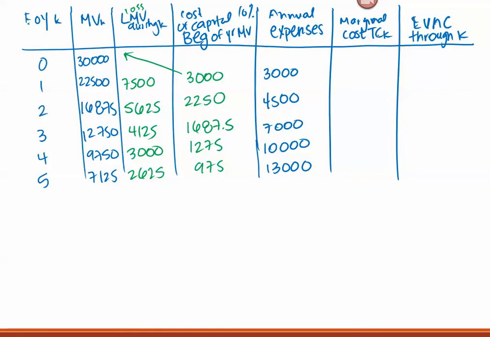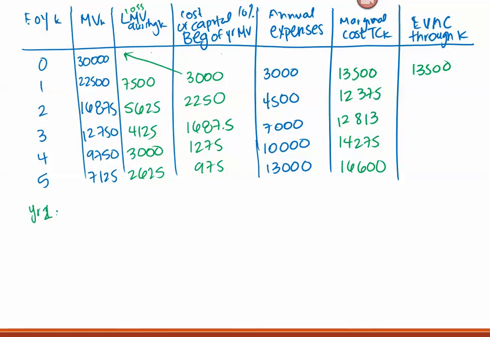Here in marginal cost, I'm going to add this column and this column. So this gives me 13,500, 12,375, 12,813, 14,275, and 16,600. And my EUAC, remember that for 1 year, so for year 1, it is just going to be the same amount.